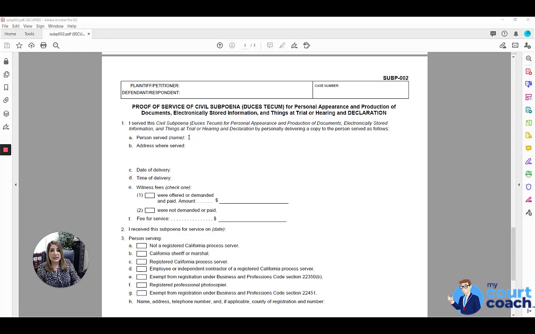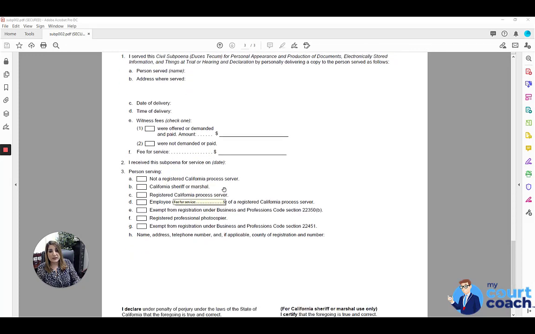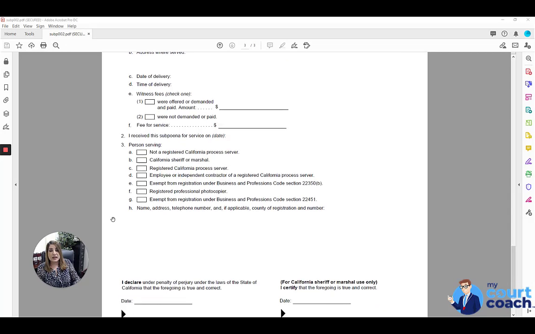They will fill in the name of the person served, the address where it was served, date and time of delivery, if any witness fees were offered or demanded, and what that amount is. And then if they received a fee for the service, they would list that in 1F. Then they're going to, in item 2, state the date that they received this subpoena for service on. Item 3, they're going to list what kind of process server they are.